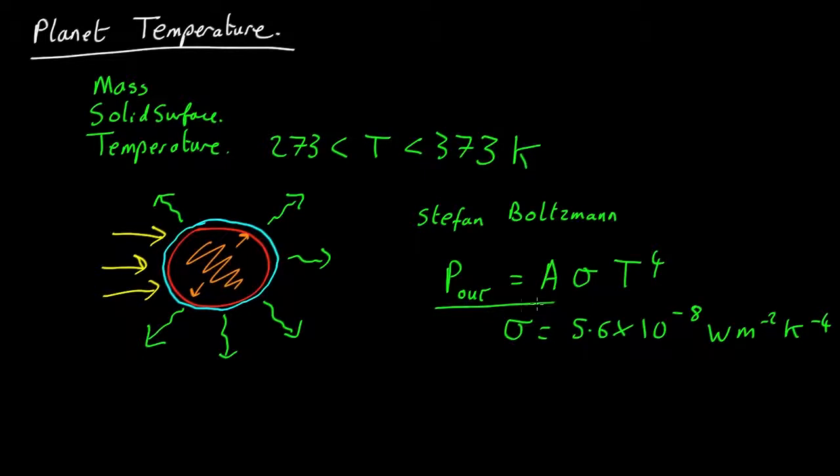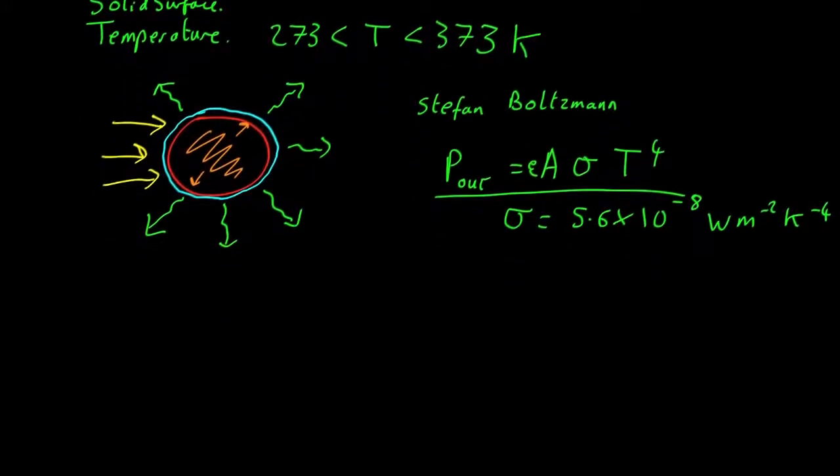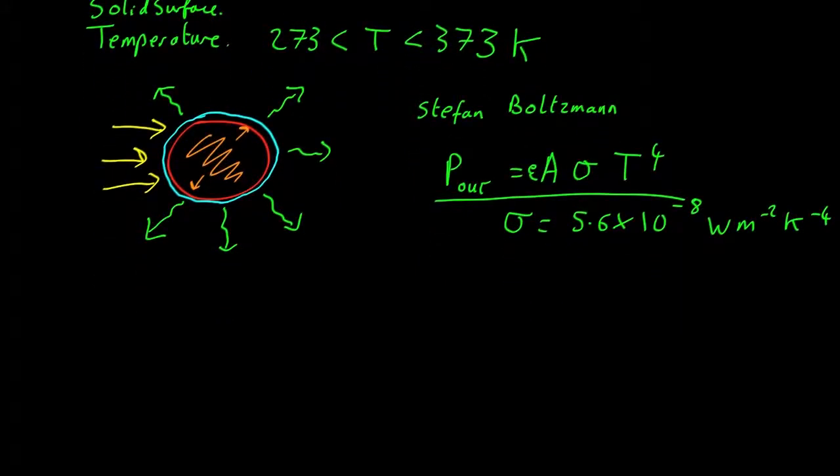Now, this assumes something is actually jet black. If something is not jet black, and most things aren't, there'll be an extra constant in here which reduces the amount of radiation coming out. But for the moment, let's assume that constant equals 1. Crude approximation. So that's the heat going out, which depends on the temperature.